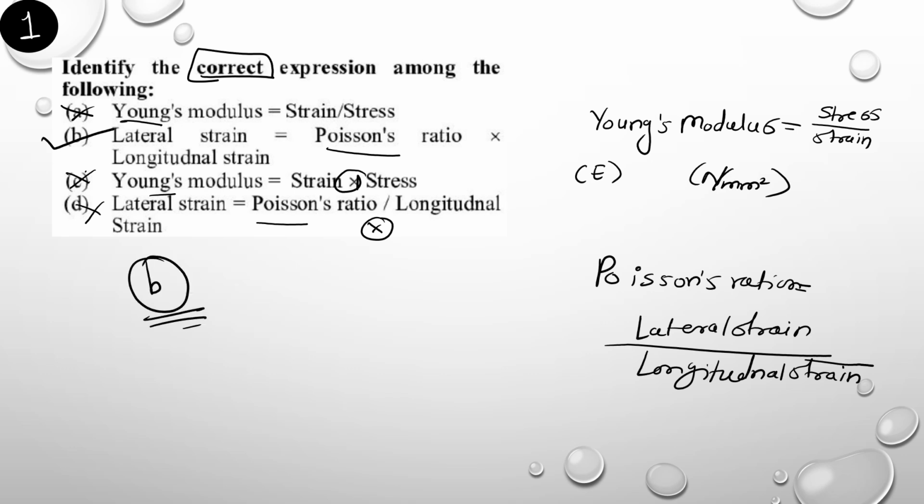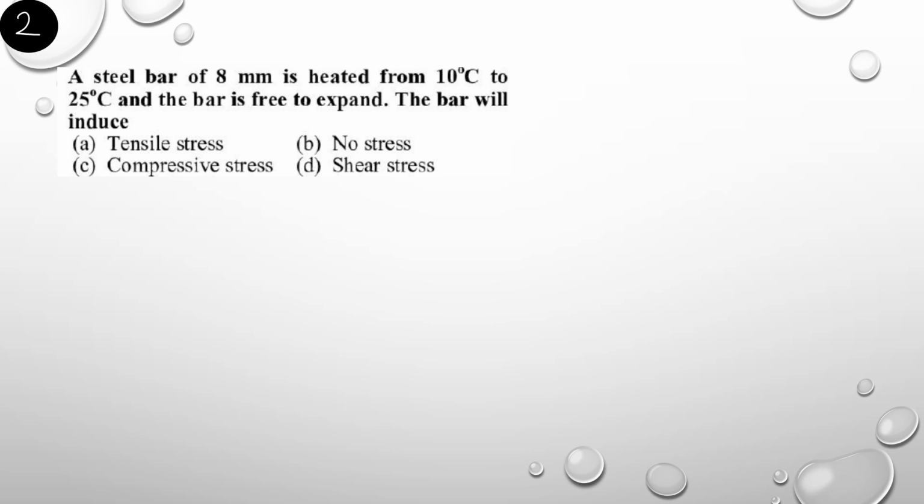The next question, question number two. A steel bar of 8 mm is heated from 10 degrees Celsius to 25 degrees Celsius and the bar is free to expand. The bar will induce what? First, if temperature increases on any material, it increases its size or length. Here we take length. If temperature decreases, it decreases its length.